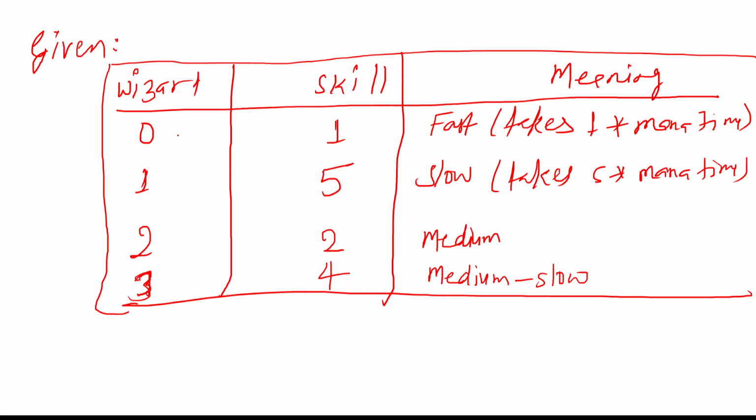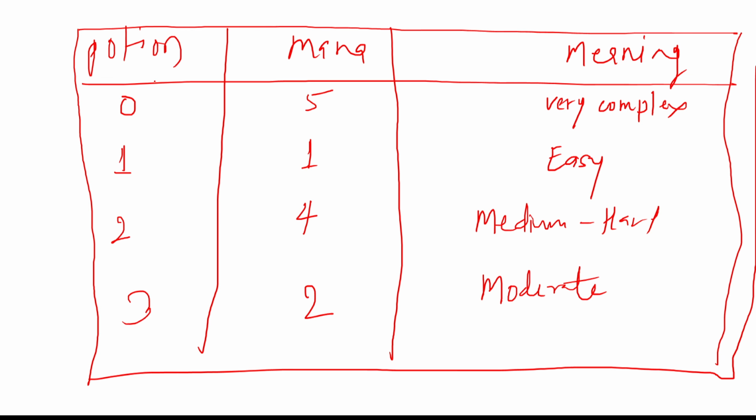This is the meaning we should understand before solving the problem. So when you are going for the interview, if you see this kind of problem, the problem statement should be mapped like this, so you can explain easily. You will say, okay, when we add at wizard 0, the skill is 1, it means it's fast, right? Because it takes 1 mana time. Similarly, for portion 0, if mana is 5, it means it's very complex. If it is 1, it's very easy. Like that you have to think and then explain.